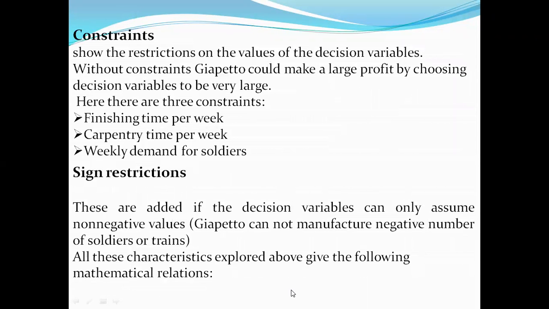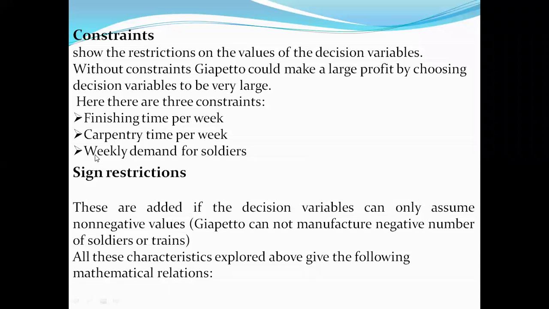So here the constraints limit the strategy. What are these we will be looking at? How many constraints exist? Giapetto could make a large profit by choosing decision variables to be very large. So here there are three different constraints. First, finishing time per week, how much time will be available, and carpentry time per week, how much time for both soldiers as well as trains. For soldiers, how much carpentry time will be taken, and for train manufacturing, how many hours per week will be taken, has to be analyzed.